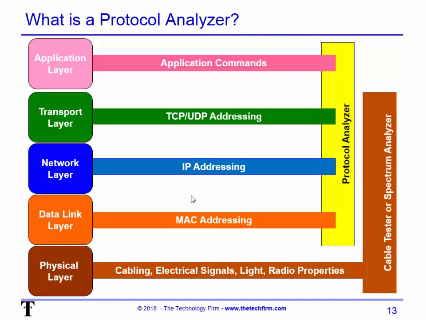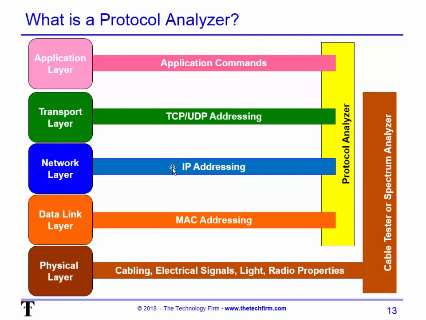Now, a little note, if you want to map this to devices you might see on your network, the physical layer is obviously your cabling, or radio if it's wireless. Layer 2 is going to be your layer 2 switch. Switches are layer 2 by nature. It gets a little complicated because some switches have the smarts of layer 3.